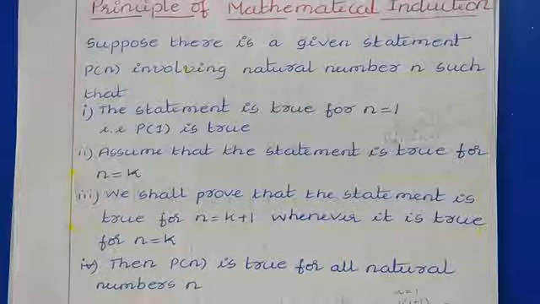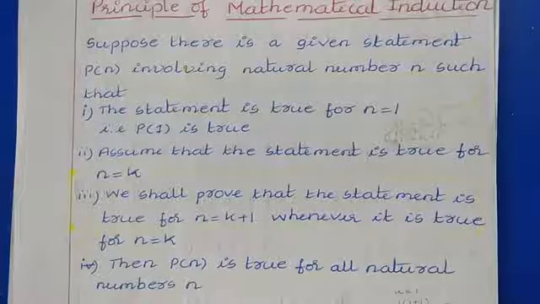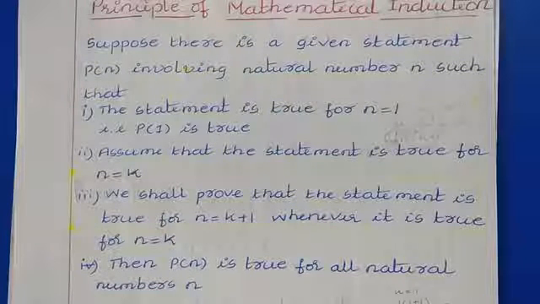So, instead of checking a given mathematical statement for many values of natural numbers, we check only for n is equal to 1. Then in the second step, we make the assumption for n is equal to k. And in the third step, by using the assumption, we try to prove that the given statement is true for n is equal to k plus 1. This is the method we are applying here.